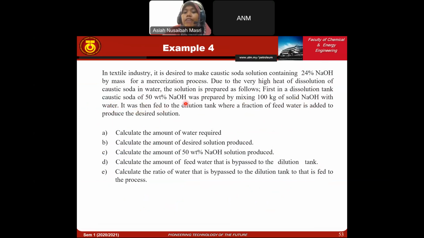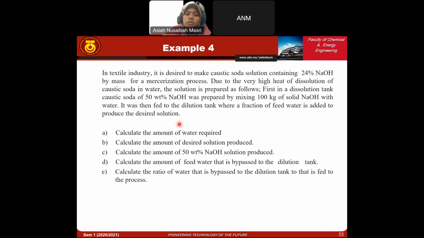It was then fed to the dilution tank. What was fed to the dilution tank? Think, what was fed to the dilution tank? What are we talking about? We are talking about the 50 weight percent sodium hydroxide. So this 50 weight percent sodium hydroxide was then fed to the dilution tank. First we have the dissolution tank, then we have another unit, the dilution tank. This is our second unit, where a fraction of feed water is added to produce the desired solution.